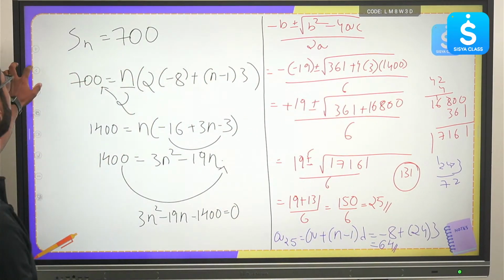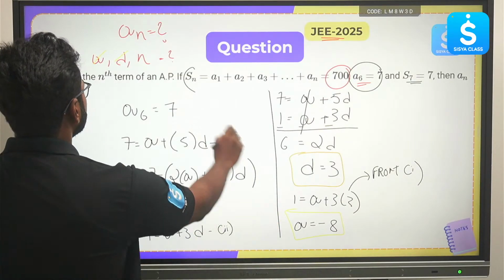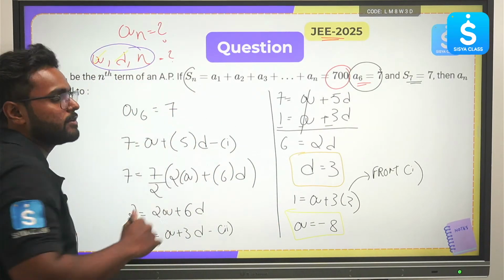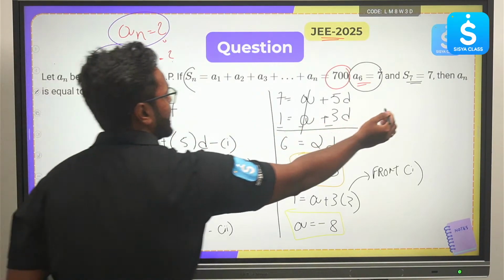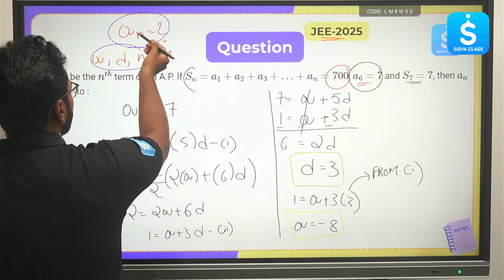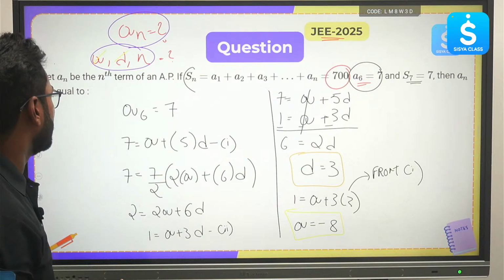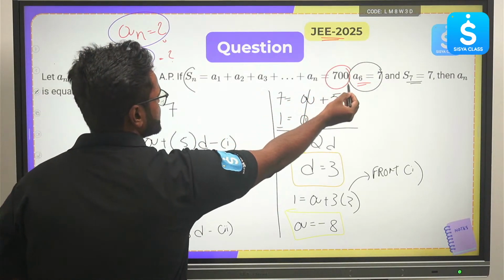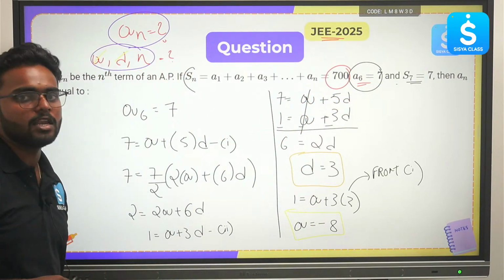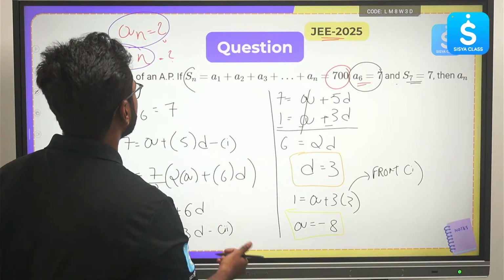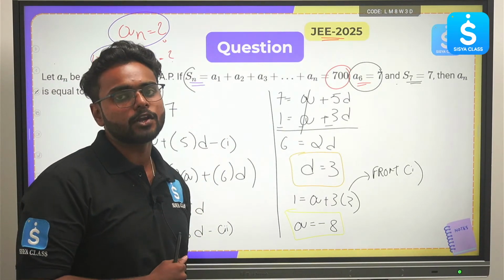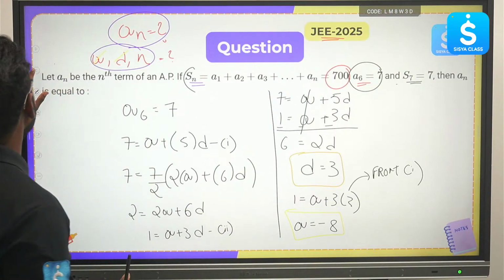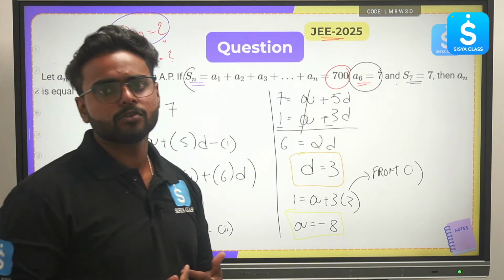Let me recap. We have 3 unknowns. We are solving the 3 unknowns to find what he has asked. He has asked what is an equal to. We found the value of n to be 25. We chose the 2 equations, equation 1 and equation 2. We found out the values of a and d. Then we substituted those values in this, where we found a quadratic equation and we solved it using the quadratic formula. And when we got n, we substituted its value.